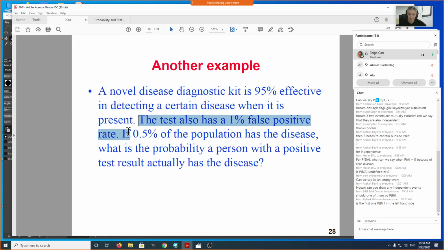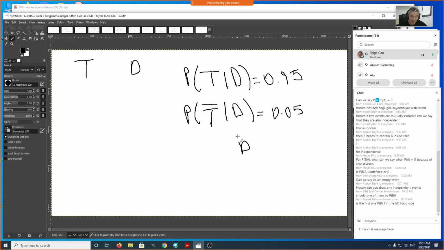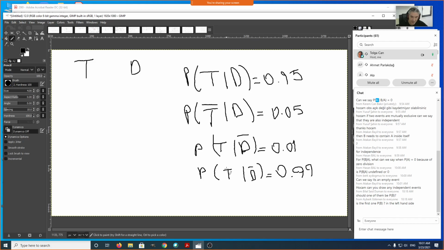Look at the second case. The test also has a 1% false positive rate. What does false positive mean? It means that the test result is positive, but that is false, which means that you don't actually have the disease. In other words, for people who are known to not have the disease, the test sometimes comes out positive, 1% of the time. So the probability of T given not D is 0.01. In other words, if you don't have the disease, 99% of the time the test will correctly say negative.